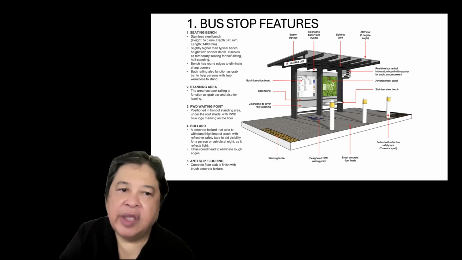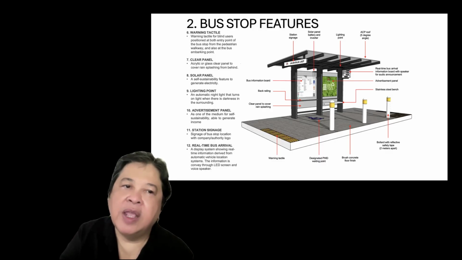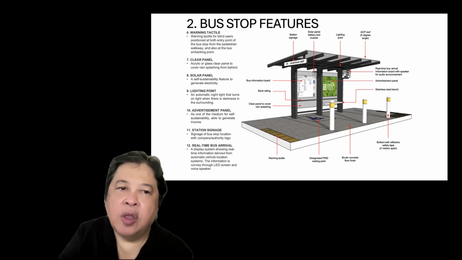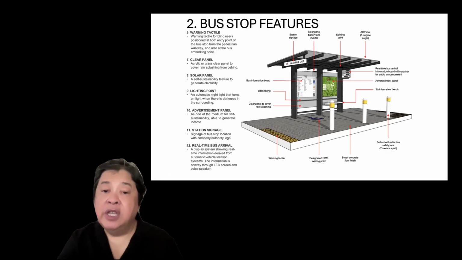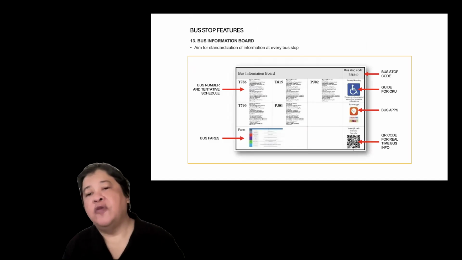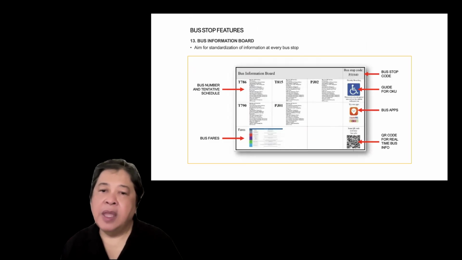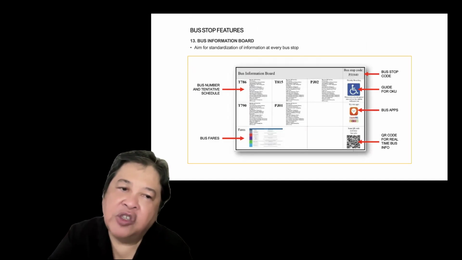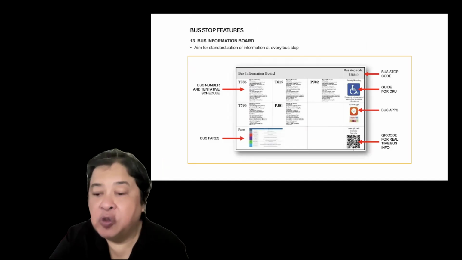So there it is, a seating bench, standing area, disabled persons waiting area, bollards, anti-slip flooring, and the details to it. And also warning tactile, clear panel, solar panel, lighting point, advertisement panel, station signage, and real-time bus arrival. So we have thought about it in terms of, we've showed it to all the bus companies and also the government in charge of land transport. And even the information board, we considered a QR code for real-time bus information at the lower right-hand corner, at the bottom, for you to get information when you're at the bus stop, and other guides and instruction for disabled person to wait.